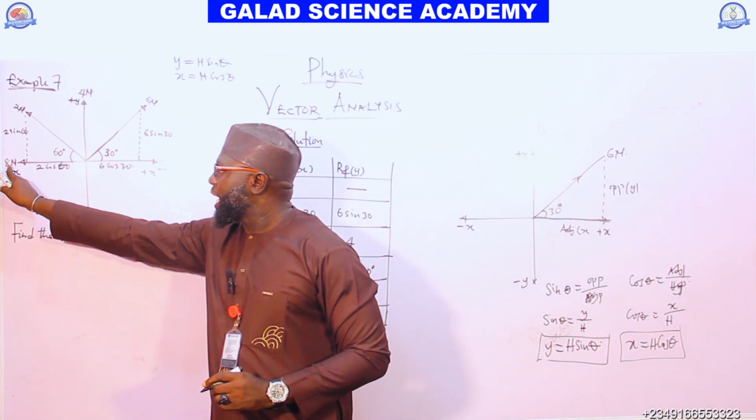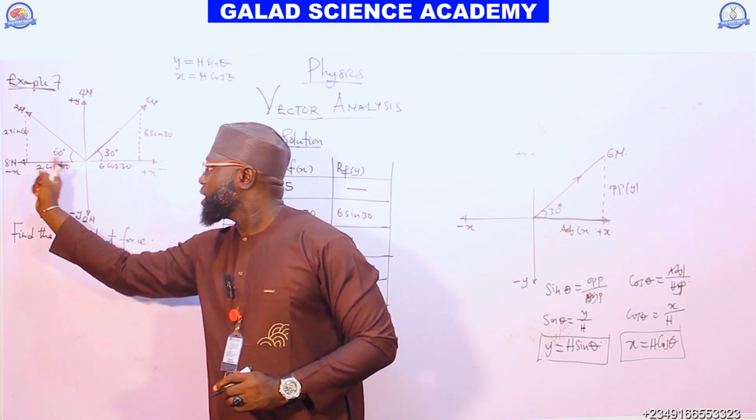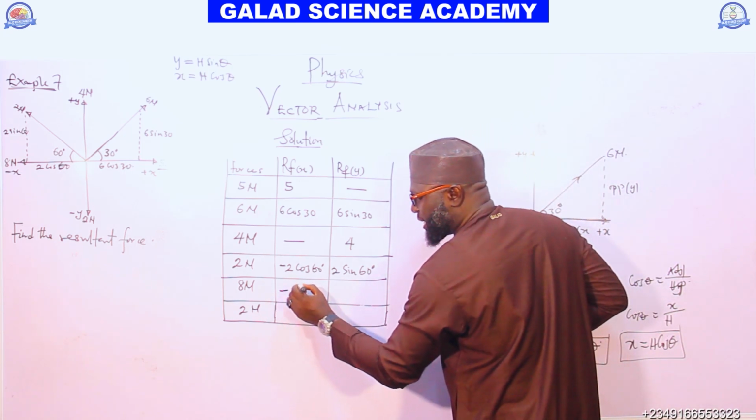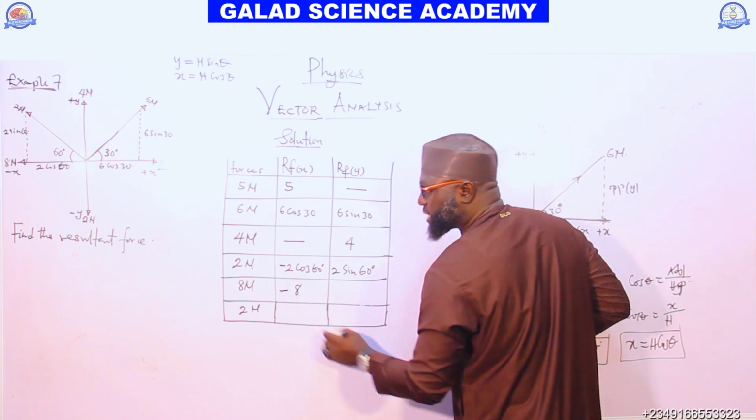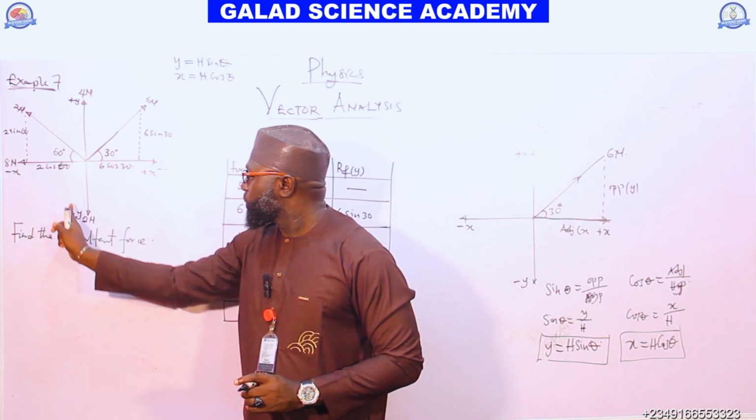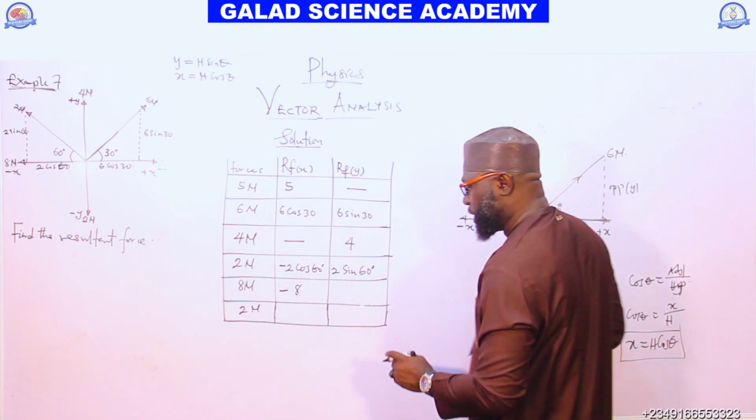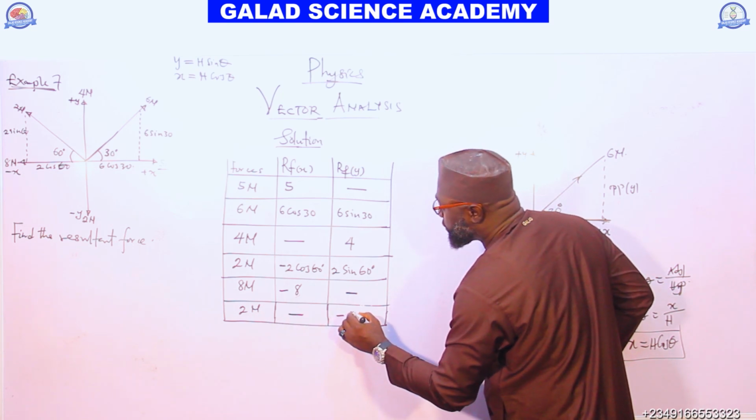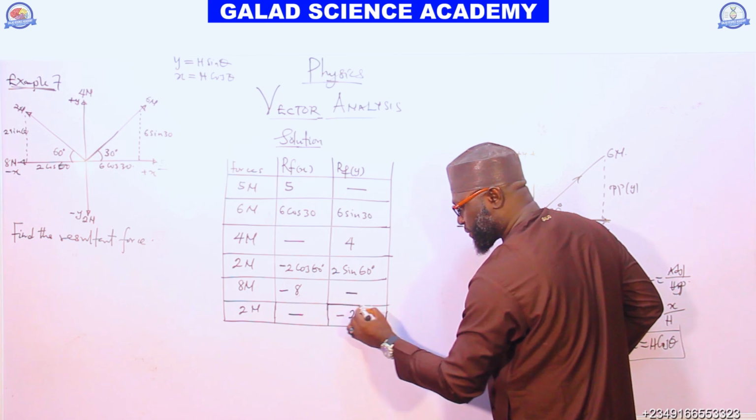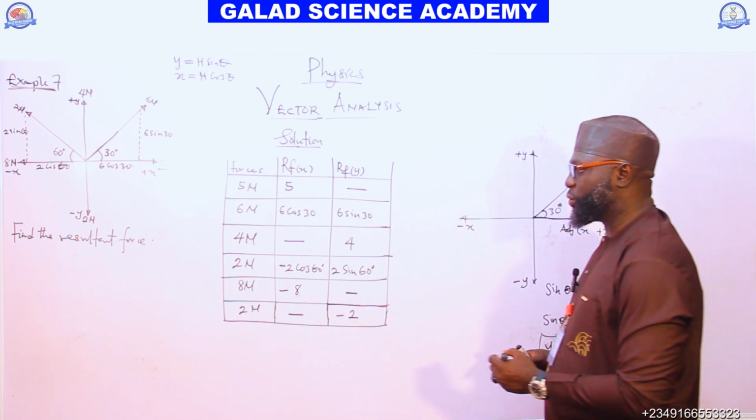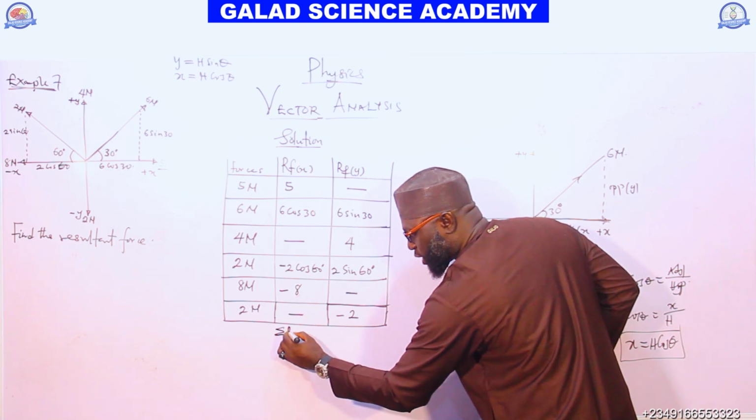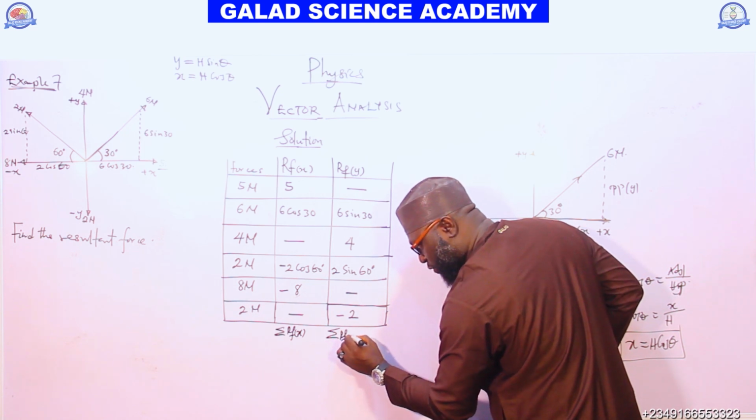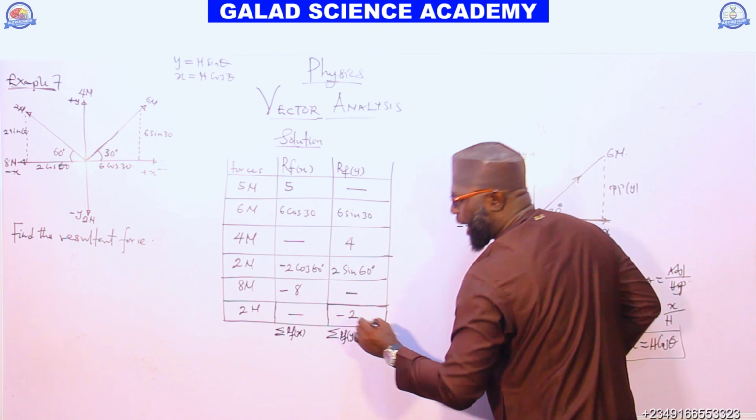So the next thing we have is 8 Newton. The 8 Newton can be found on the horizontal line, which is x axis. But which kind of x? Negative side. Negative 8 Newton. And the next one here is 2 Newton. The 2 Newton can be found not on x, but on negative y. So the next thing is we need to find the sum of resultant force for x axis and the sum of resultant force for y axis.